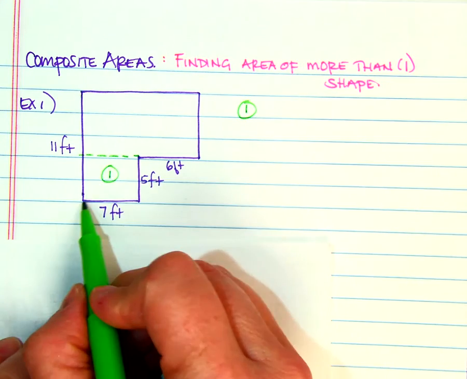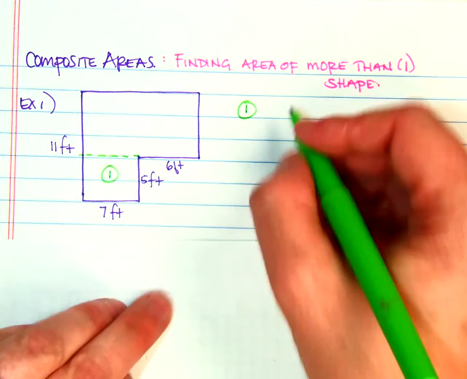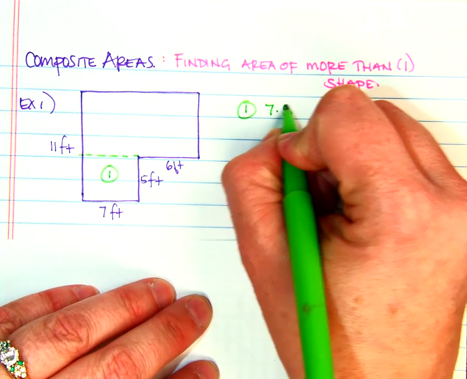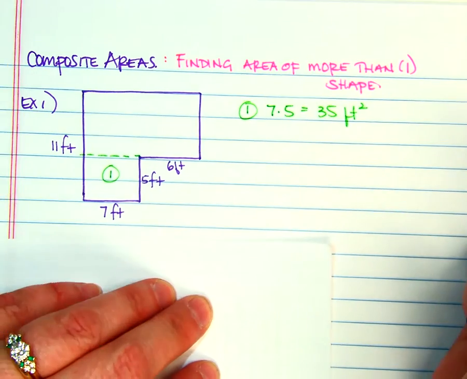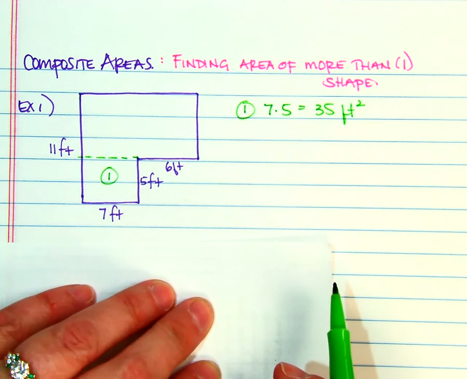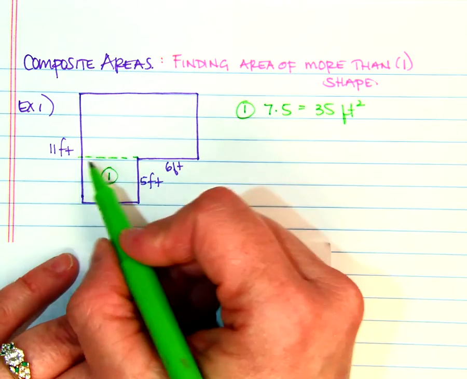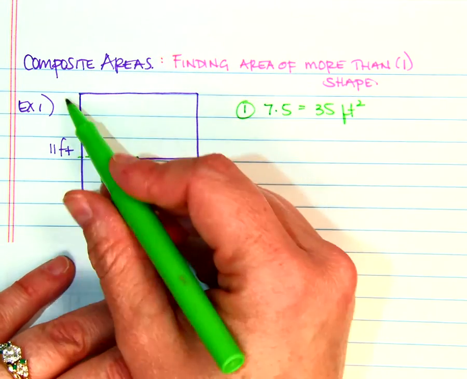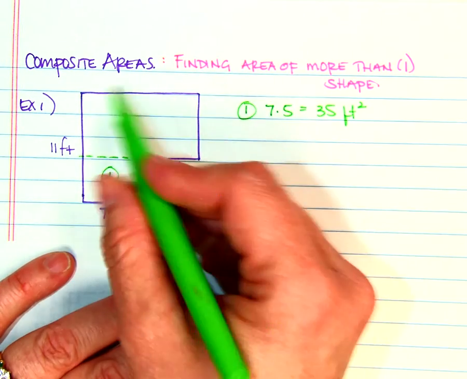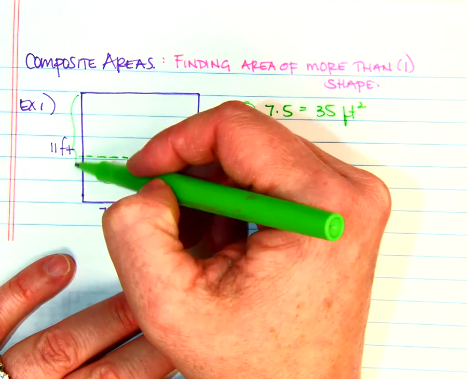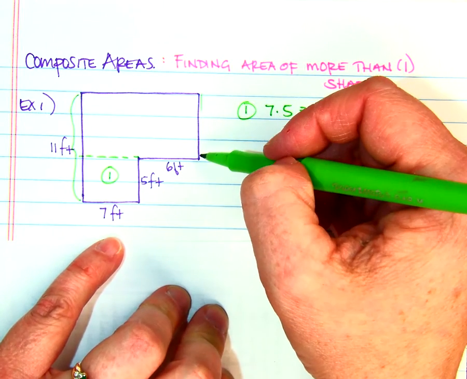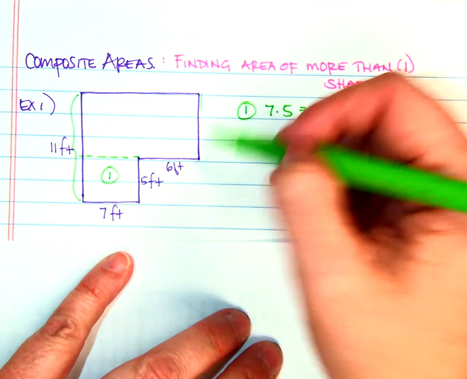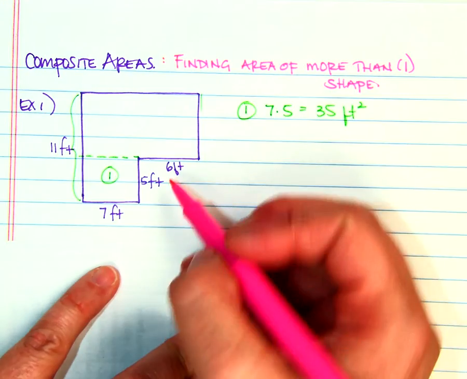So area 1, I have a 7 and a 5. It's a rectangle, so I'm going to do 7 times 5, which gives me 35, remember, feet squared for area. 35 feet squared. So on this one, I don't have any of my measurements because 11 is for the whole thing. I just need this much of it. So what I'm going to be looking at is, can I get that information from other measurements?